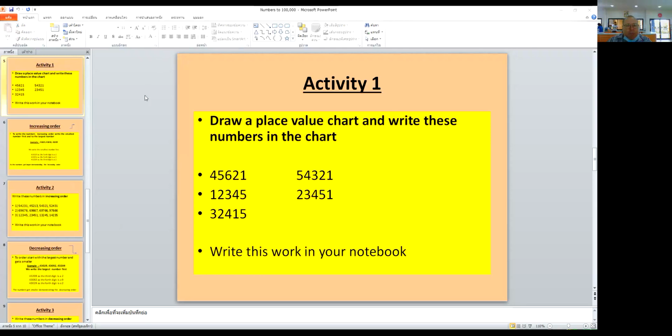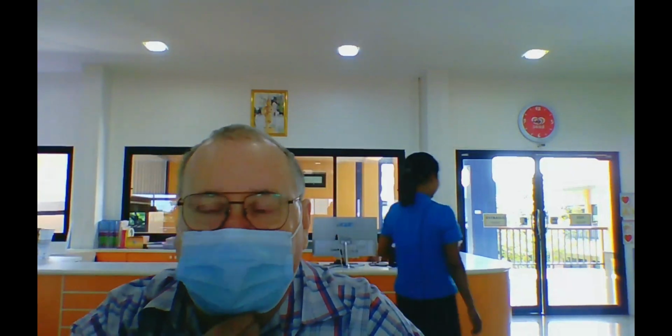Now this is a maths lesson and you should be drawing. Do you know how to get back up? So you need to be doing this in your notebook.